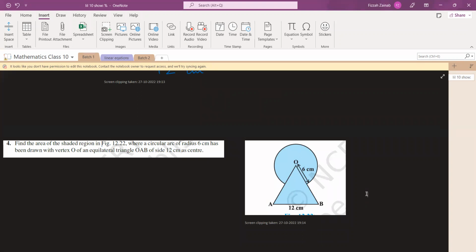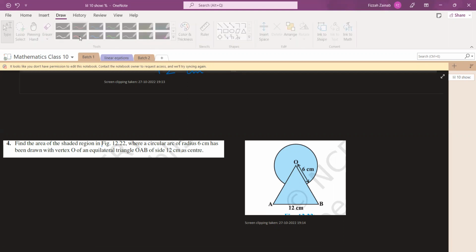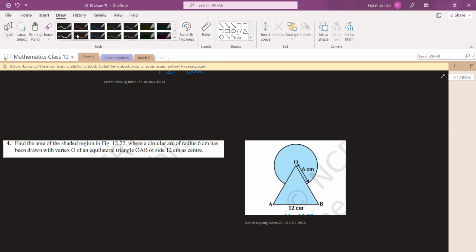Okay, so now can you see this figure? Now find the area of the shaded region. Can everybody see it? Okay, shaded means everything is shaded here, where the circular arc of radius 6 centimeter has been drawn with vertex O of an equilateral triangle OAB of side 12 centimeter as center. So can you see this? There's an equilateral triangle, right? That means all the sides of this triangle are 12 centimeter. Is that correct?